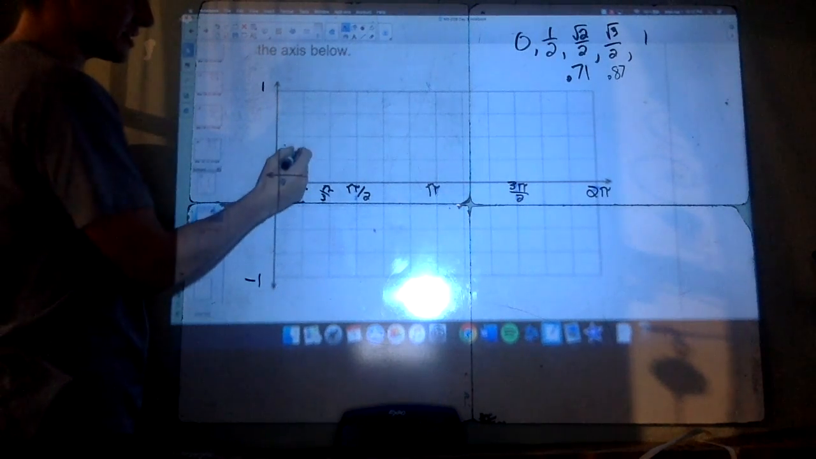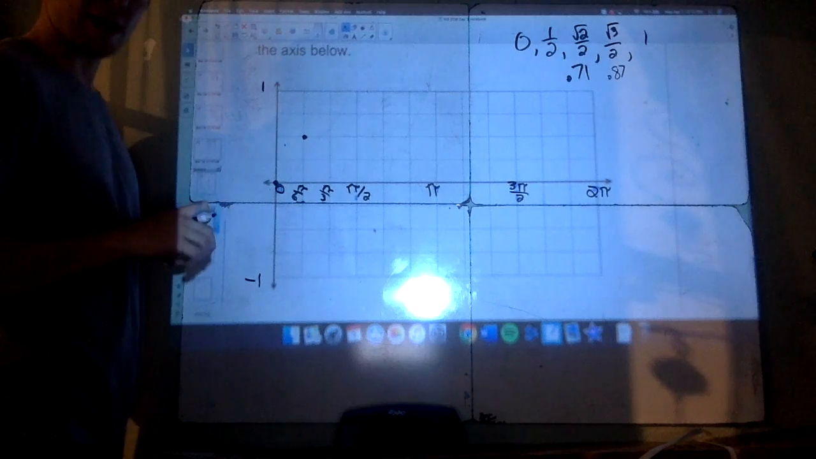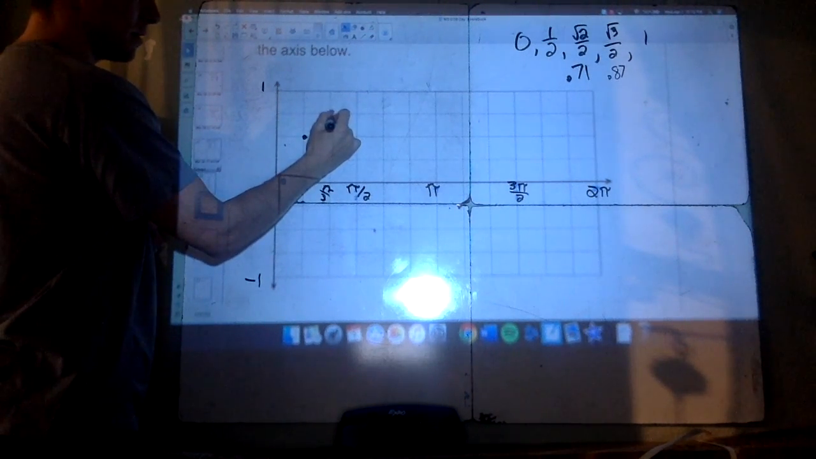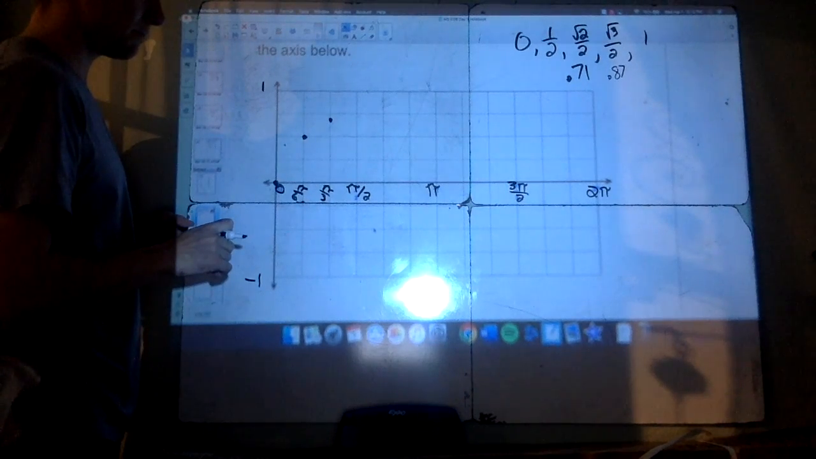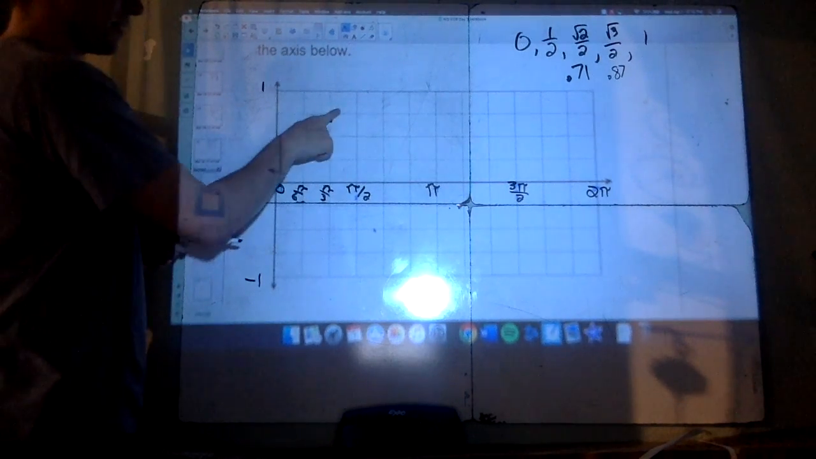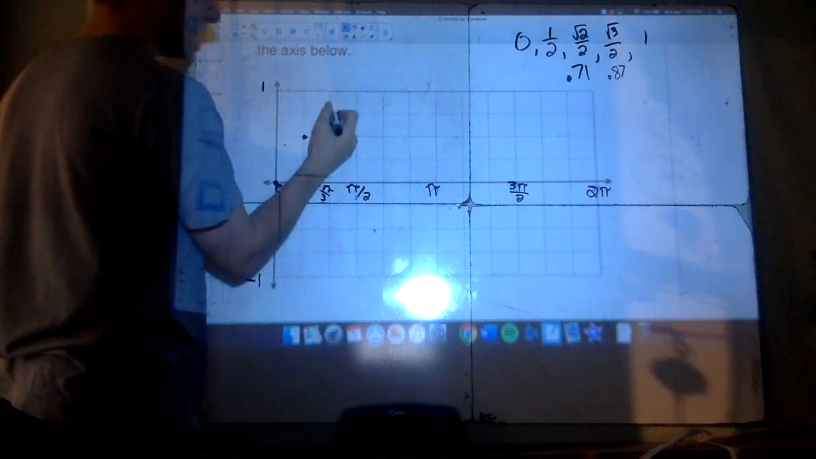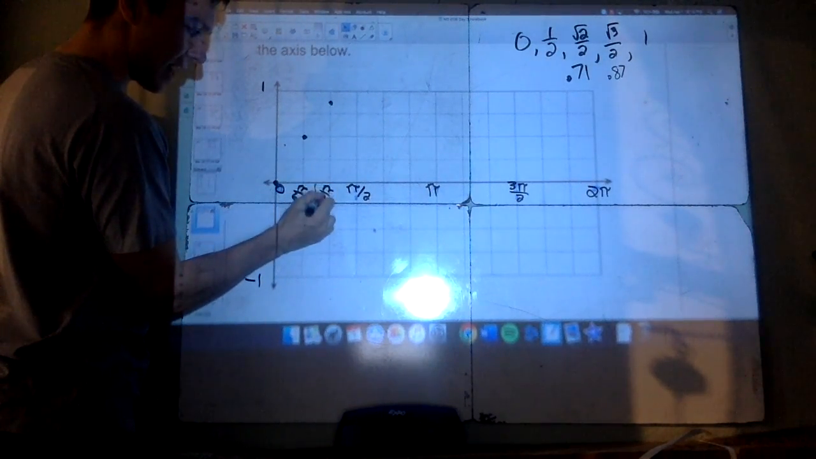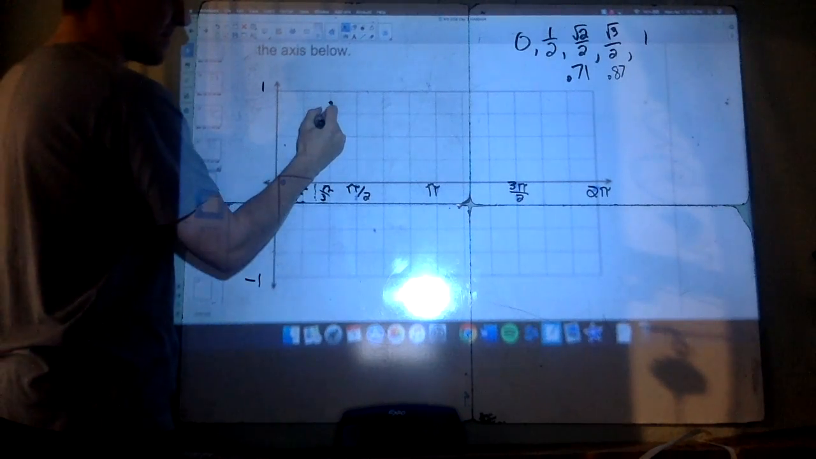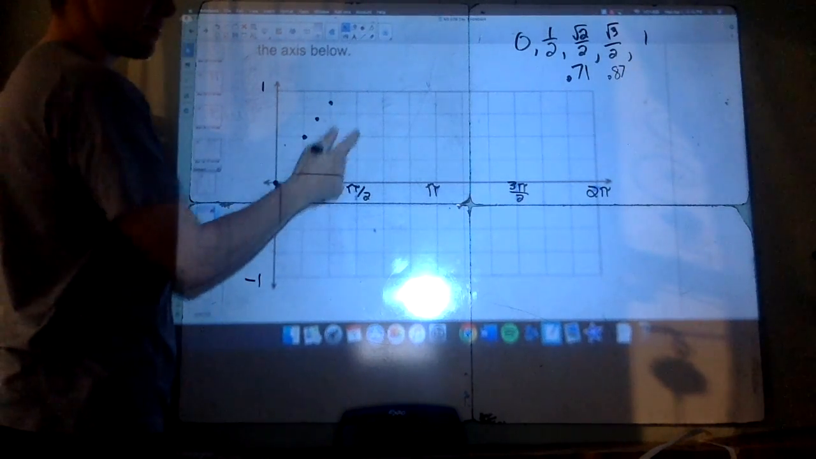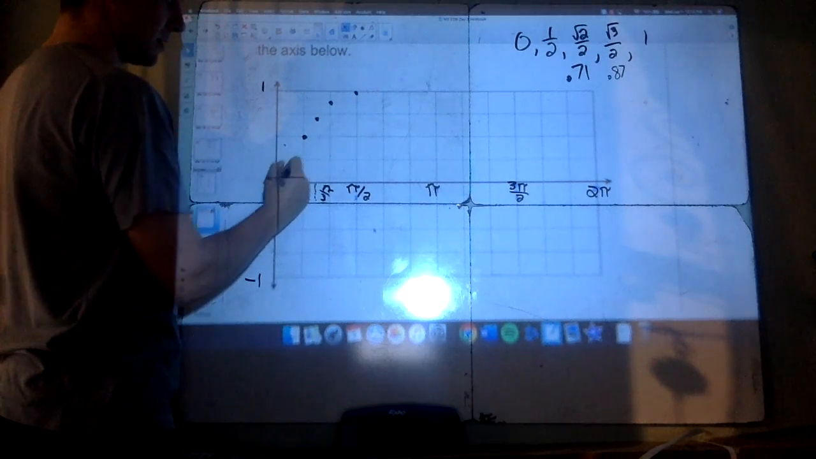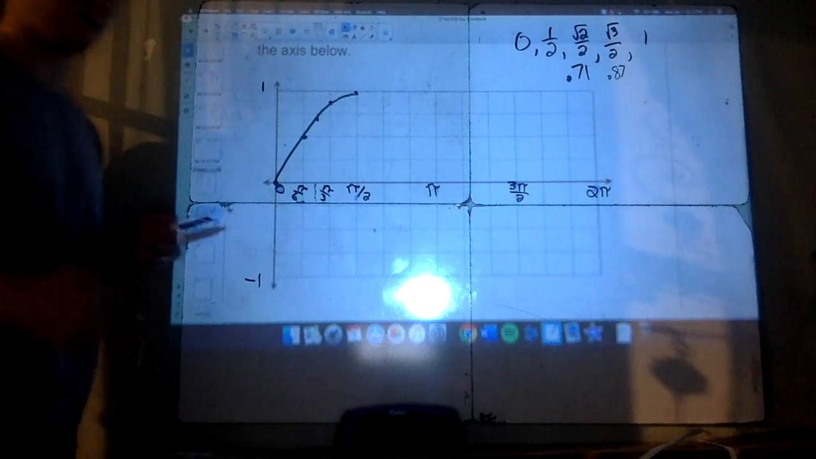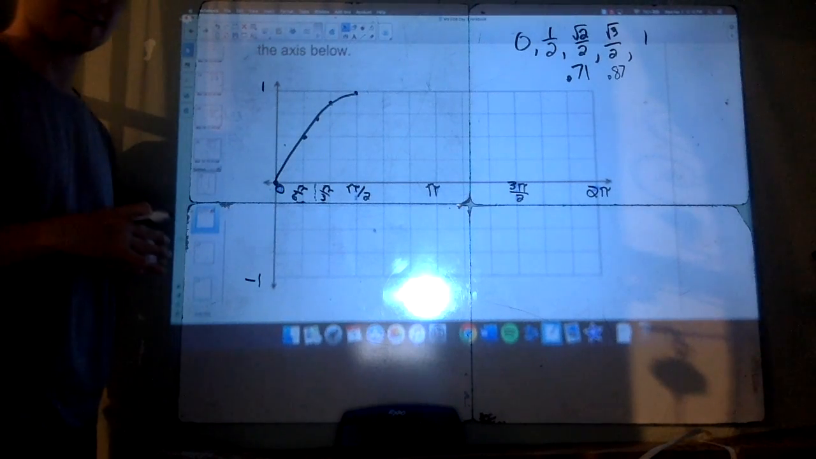So at pi over 6 we had 1/2. At pi over 3 we had 0.71. I'm sorry, at pi over 3 we had 0.87. And then in between, that halfway point, we had that 0.71. And then at pi over 2 we had a 1. So our graph starts to look like this. Continue graphing and fill that whole thing out and see what shape comes up.